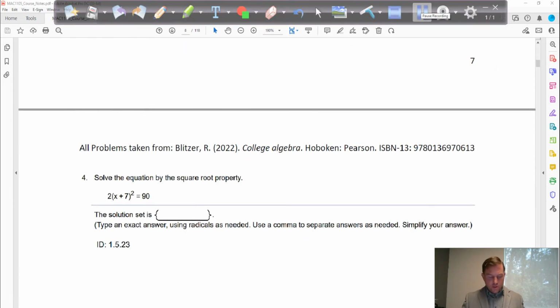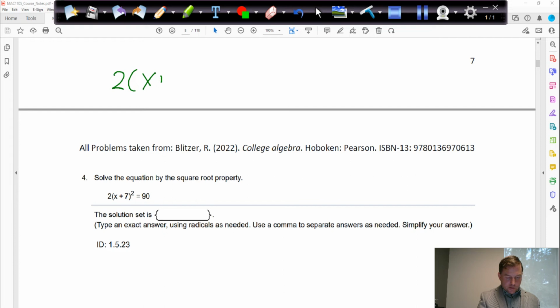4 is actually really similar, but I had a lot of students in my face-to-face class that kind of went the wrong way with this. So they were trying to expand this square, the x plus 7. Well, let's just show you. They were trying to do this. 2 times x plus 7 squared, and then equal 90. And then they were trying to FOIL this and distribute the 2 and subtract. It's a lot of work if you do it that way. So we don't want to do it that way.